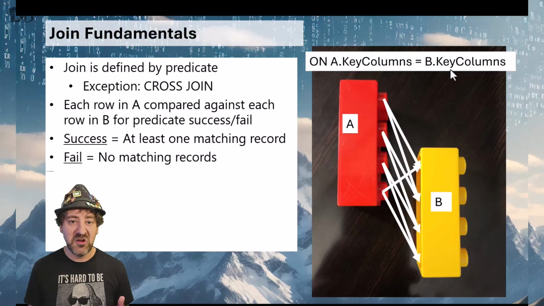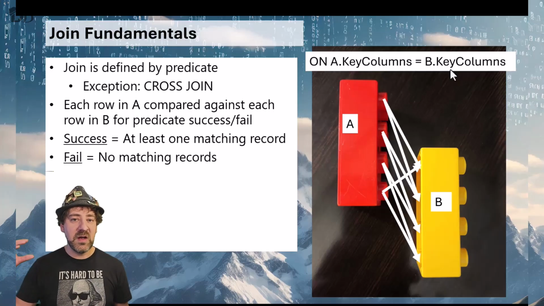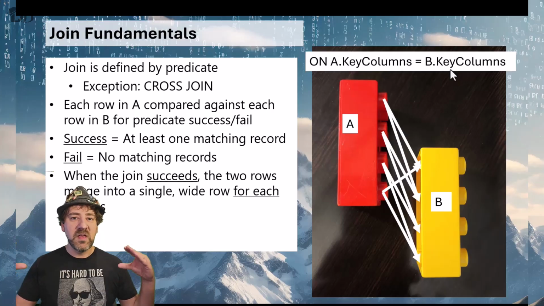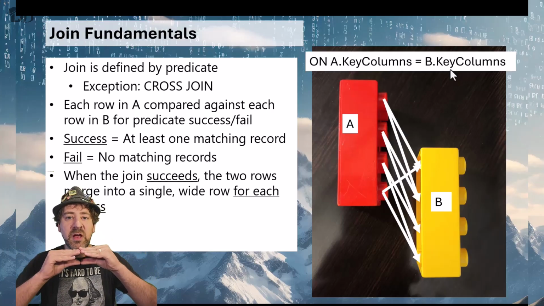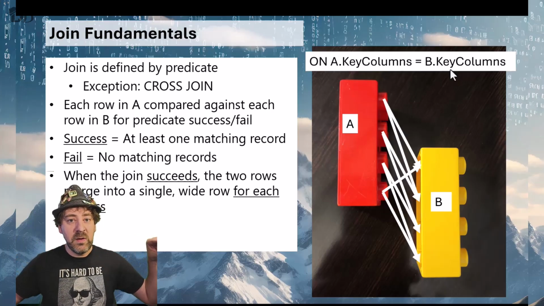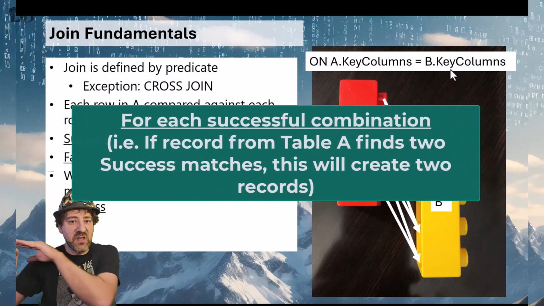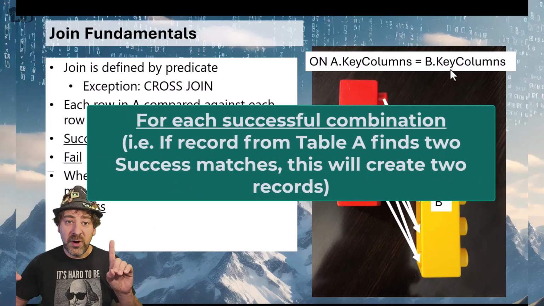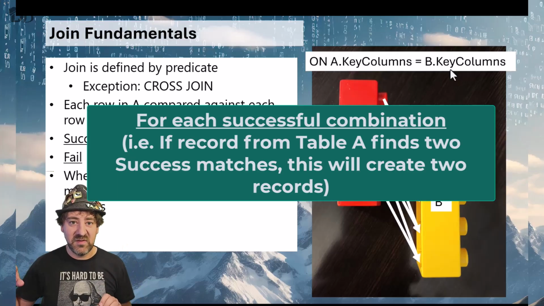Now, knowing the definition of success, when we have a record in A successfully join into B, those two records now merge together into one really wide row that has all of the columns in A and all of the columns in B for each success.